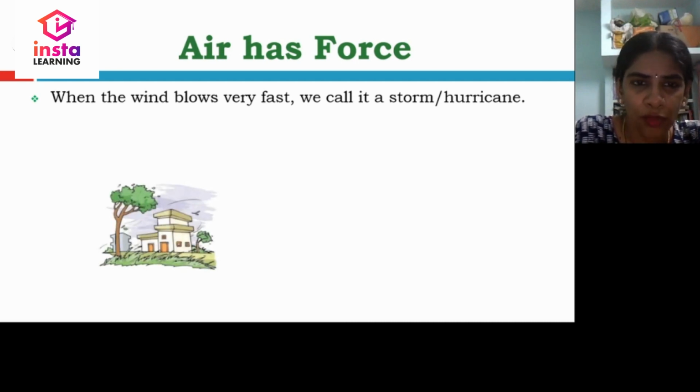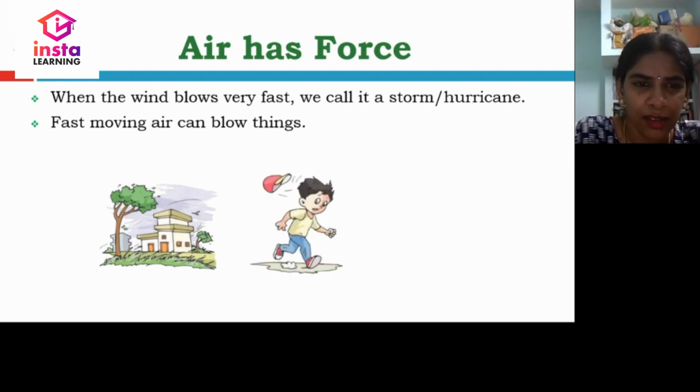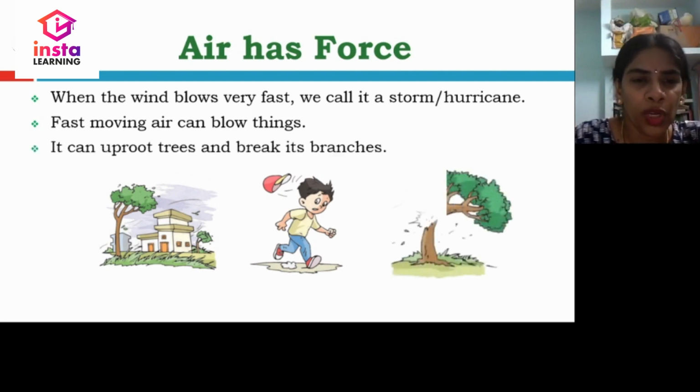The picture shows wind is blowing very fast. Fast moving air can blow things. Yes. Fast moving air can blow things, like your hat flies because of fast moving air. It can uproot trees and break its branches. So we can say air has force to uproot trees, break its branches, and blow things.